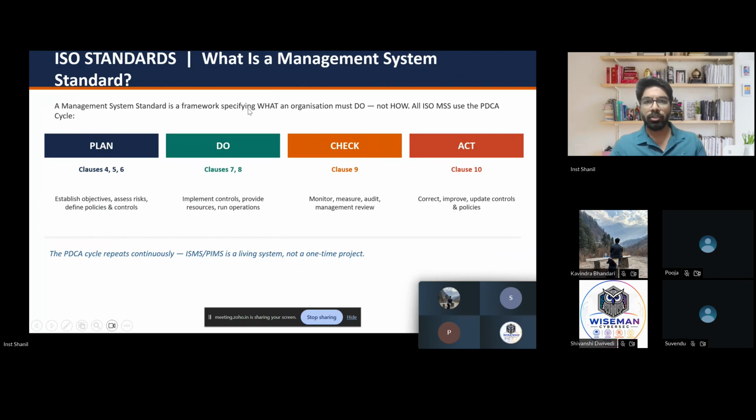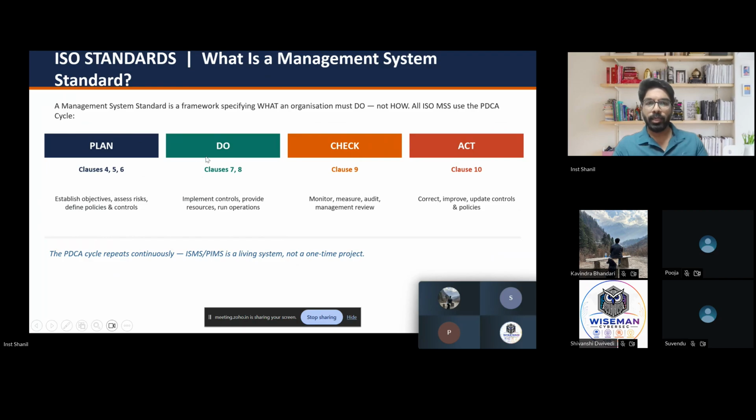That's why it talks about what an organization must do, not how it should be done. All ISO management system standards use the PDCA cycle. What is PDCA? Plan, do, check, act. So implementation of any standard divides into four categories. Planning. First of all, you need to plan how to implement ISO within your company, which is covered under clause 4, 5, and 6.